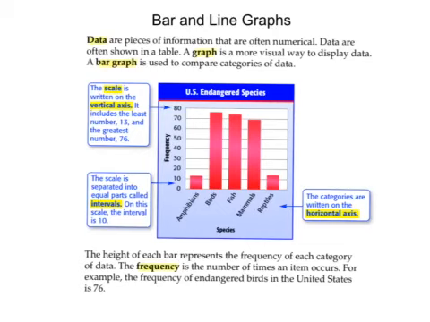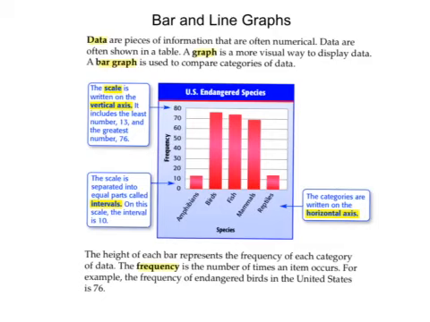Sometimes it's not always, like in this case, we've got part numerical because we're actually talking about different types of endangered species, but then the numbered part comes in with the frequency. Data is often shown as a table. A graph is a more visual way to display the data. A bar graph is used to compare categories of data. That's really important to know, is when to use what graph.